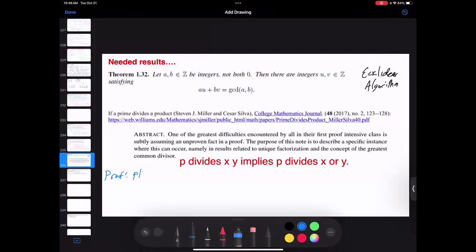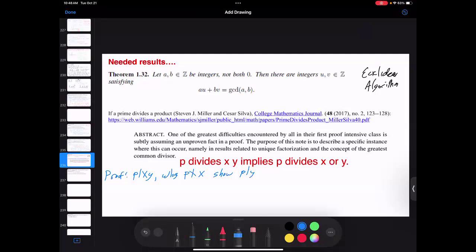We have P divides XY. Without loss of generality, let's assume P does not divide X. Show P divides Y. The reason is if P divides X, it's really not that hard for me to show that P divides X or Y. So let's assume P does not divide X, but P divides X times Y.